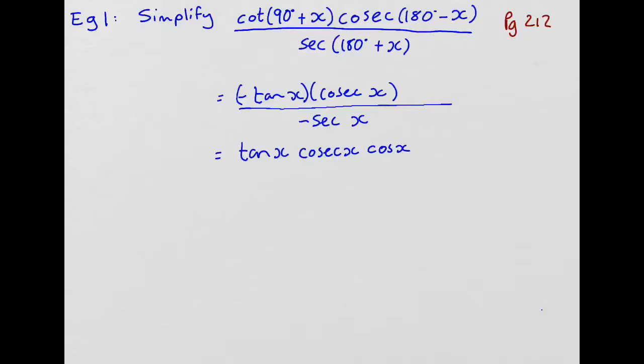The idea now is to reduce every ratio to one of either sine or cos. So tan x becomes sine x over cos x. Cosec x becomes 1 over sine x. And cos x remains cos x. And then we can cancel. So cos x cancels with cos x, sine x cancels with sine x. And that means our final answer is 1.